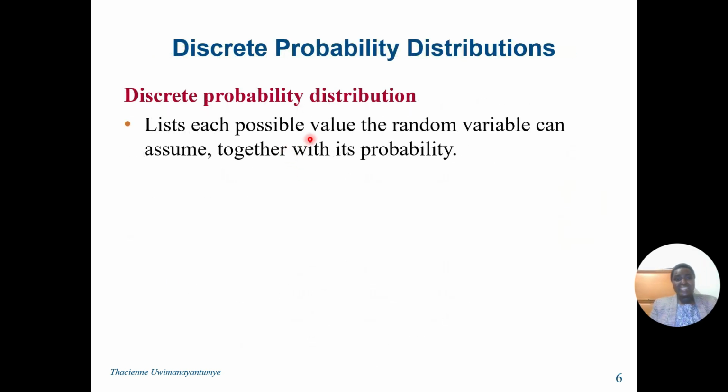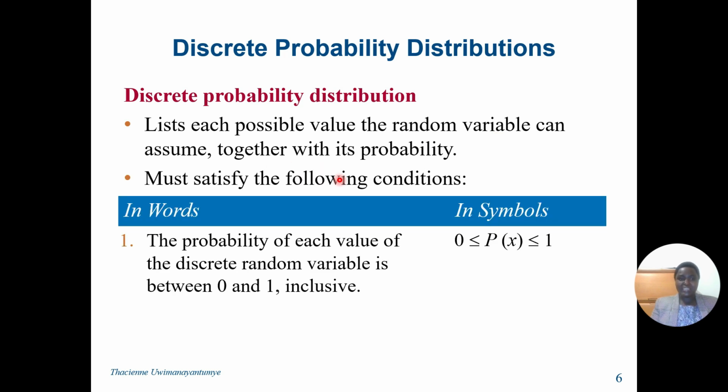Okay. Now, every discrete probability distribution has to list each possible value the random variable can assume together with its probability. And secondly, it must satisfy the following conditions. The first condition is that the probability of each value of the discrete random variable is between 0 and 1 inclusive. In mathematical symbols, the probability value of each value of the random variable will be between 0 and 1, with 0 included and 1 included. This is one condition that has to be satisfied to be a probability distribution.